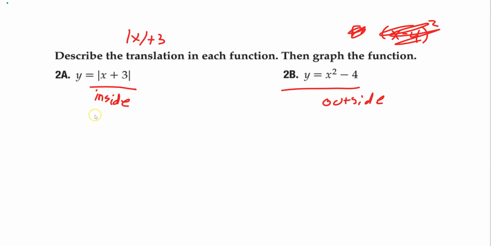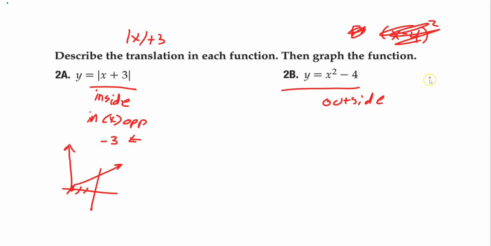So here it's on the inside, and it's inside x opposite. So I'm going to treat it like a negative 3. And I'm going to go, x means left and right, so I'm going to go left 3. So 1, 2, 3, and then I'm going to draw an absolute value graph. And we're just doing a sketch here. It's not a perfect graph, just a sketch of what's supposed to be going on. So it looks like that.